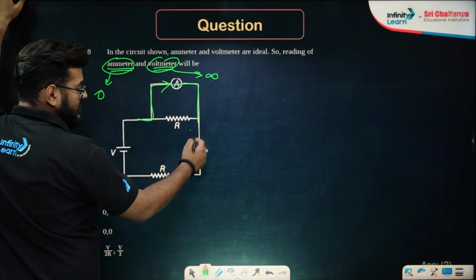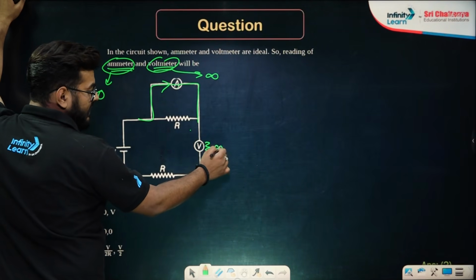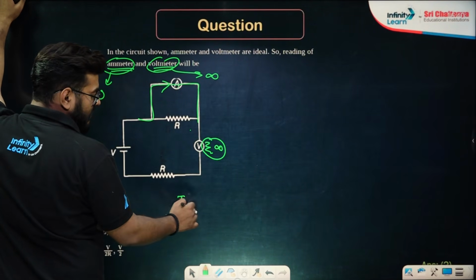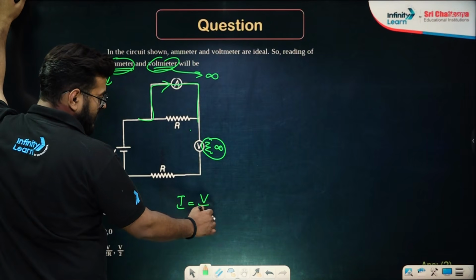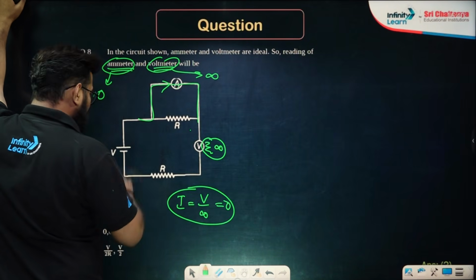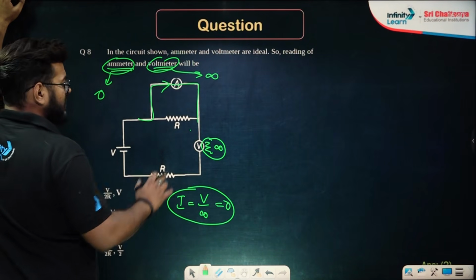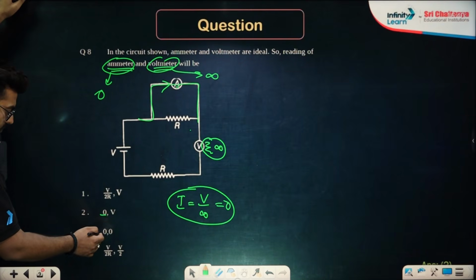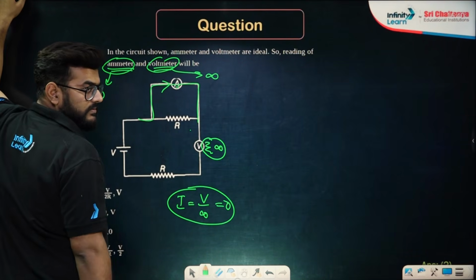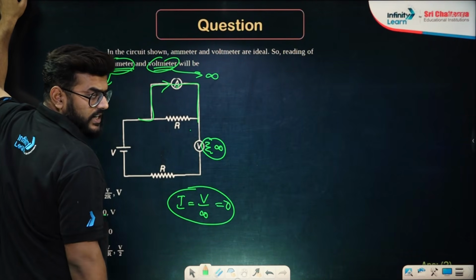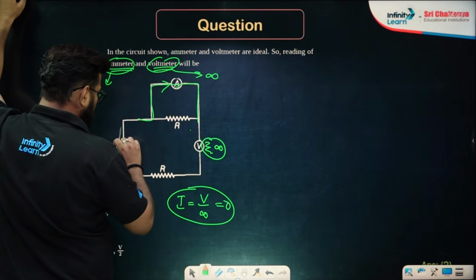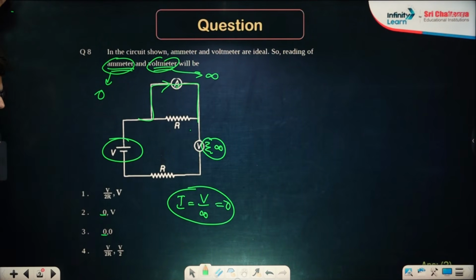No. Why? Because there is infinite resistance over here. If there is infinite resistance, the current value will be whatever the potential difference is divided by infinity, that is 0. That means there will be no current flowing in the circuit. So the reading of ammeter will be 0. What about the reading of voltmeter? So there is no current, that means voltmeter reading will be 0? No. Voltmeter will be measuring whatever is the potential difference across the cell.